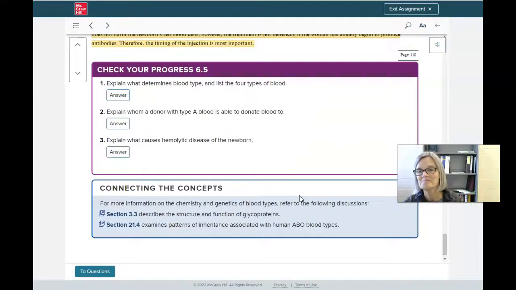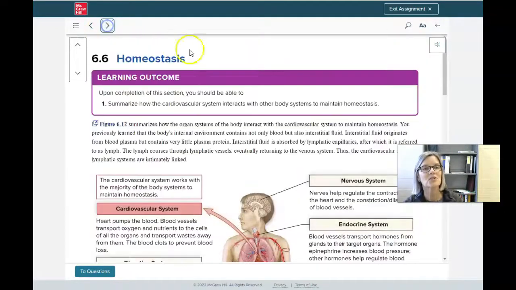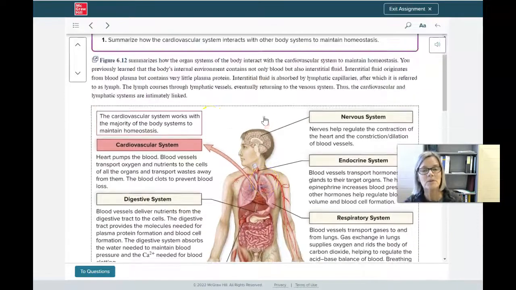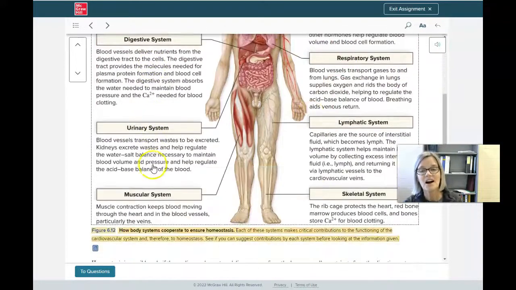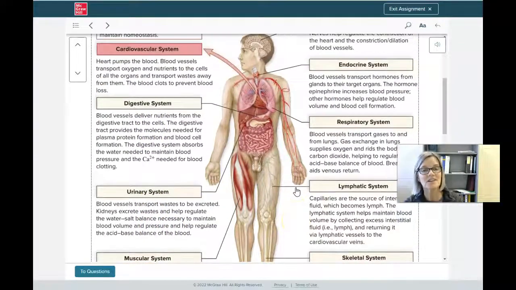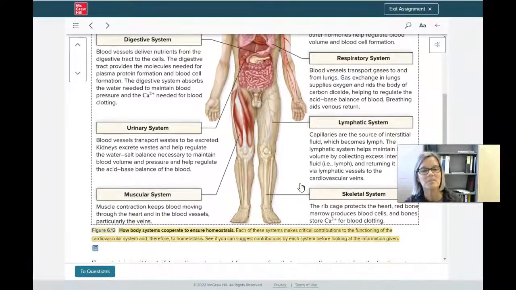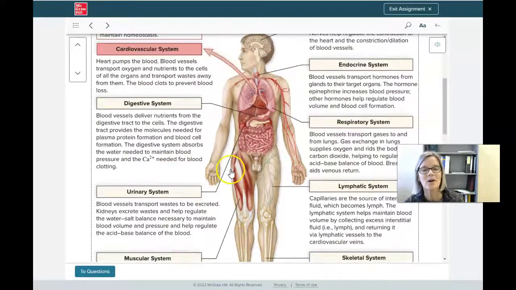Okay. The last thing I'm going to talk about with this whole blood section is just a little bit about homeostasis. And actually, I'm not going to talk about it very much at all. But what I wanted to emphasize is the cardiovascular system is critical for the function of all the other, or almost, I guess they don't have reproductive system on here. But it's important for that too. But more obviously, it's important for all the other organ systems.